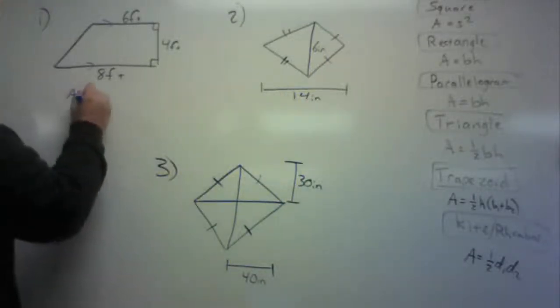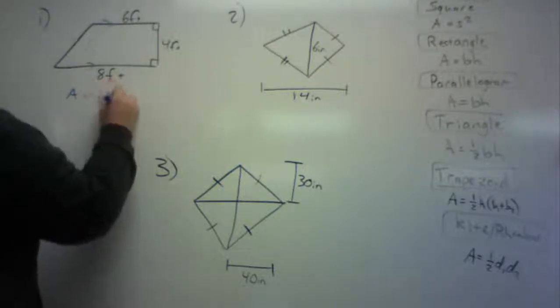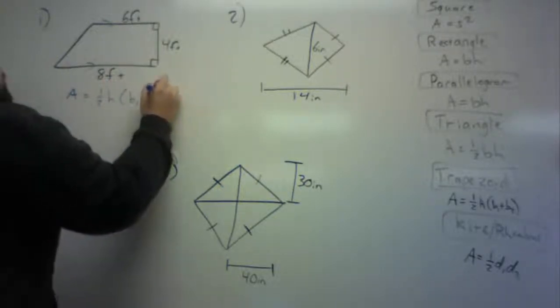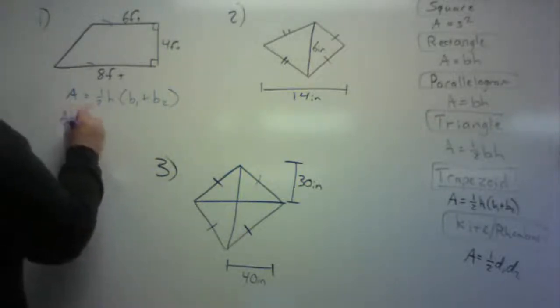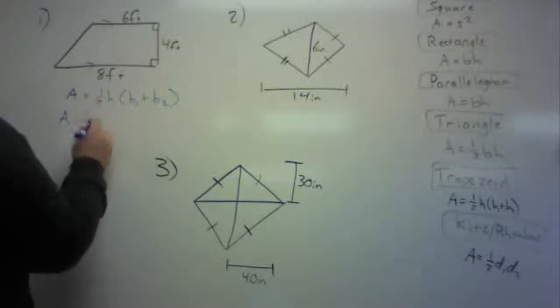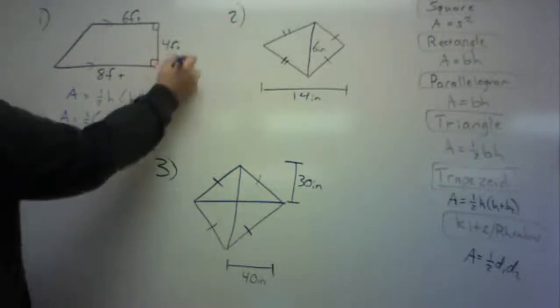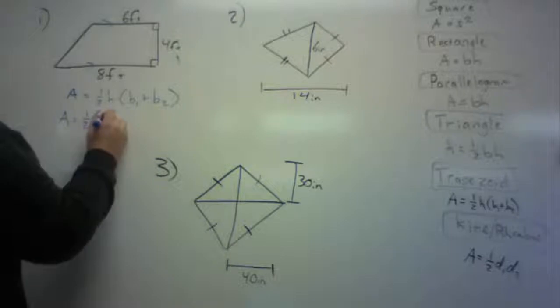So first step, write down the equation. A equals 1/2 h times base 1 plus base 2. I'm looking for area. Well, the height ends up being this length right here, 4 feet. So I put in 4 feet.